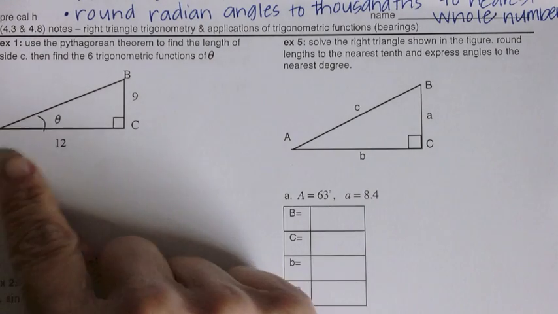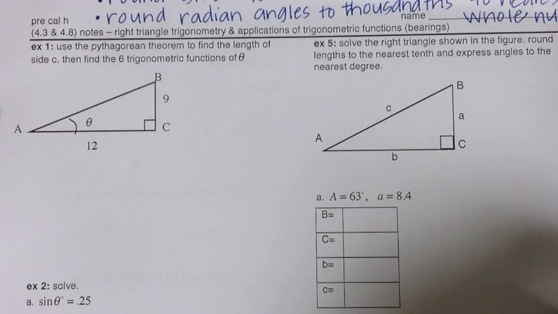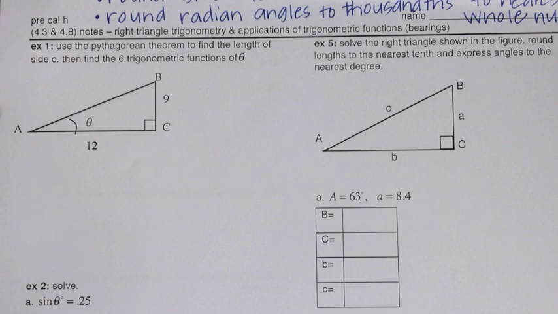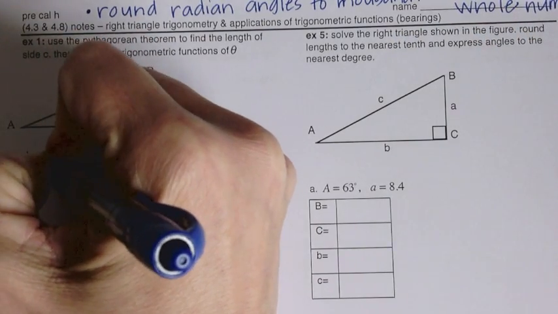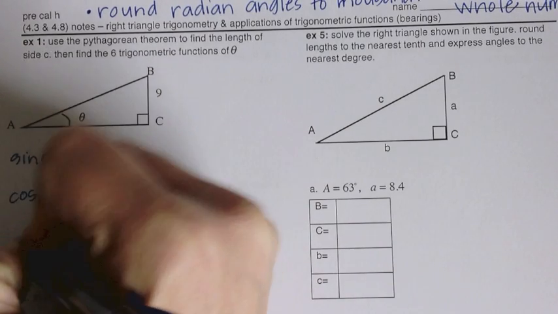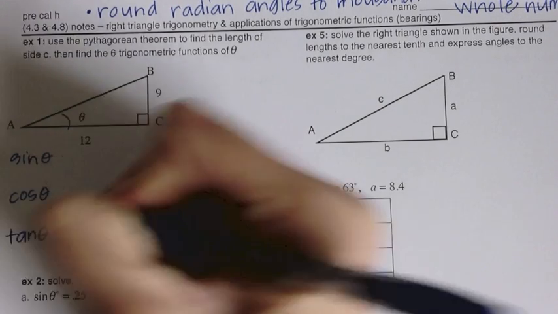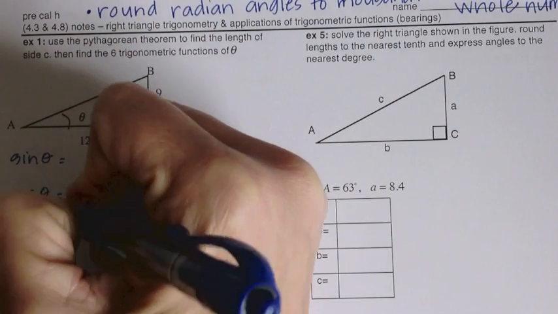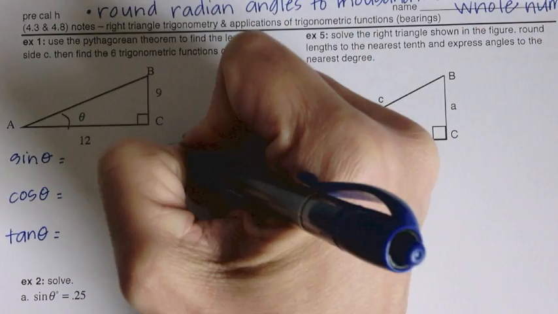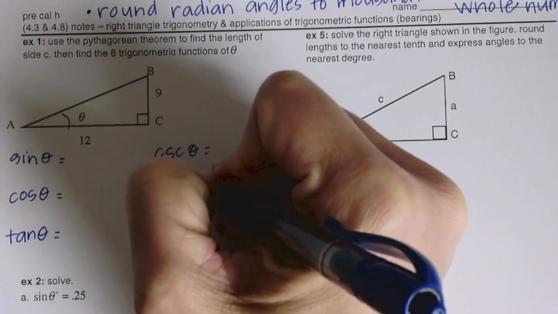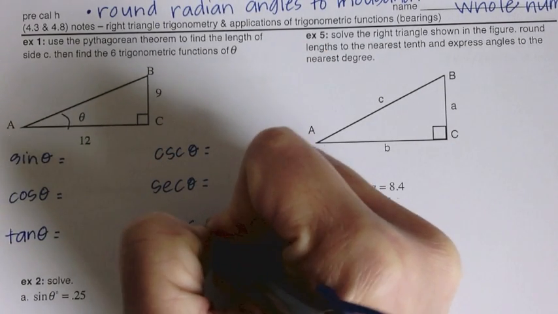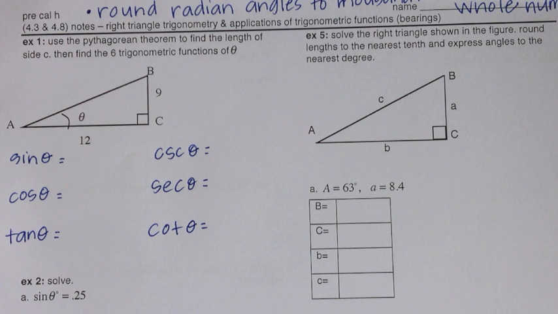So example one you could probably do without me explaining it to you. It says use the Pythagorean theorem to find the length of side C, then find the 6 trig functions of theta. So what we're looking for here is sine, cosine, and tangent. And then you have to also find their reciprocals: cosecant, secant, and cotangent.